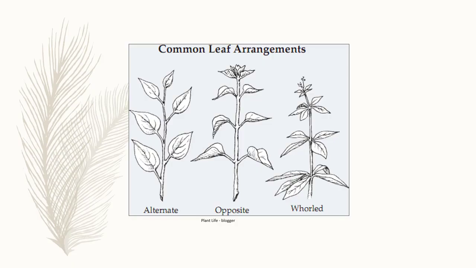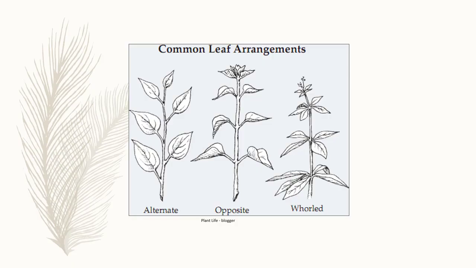Common leaf arrangements are alternate, which means the leaves come out of different places on the stem. Then we've got opposite, where they're at the same point coming out on opposite sides of the stem. Sometimes it's called paired and opposite. And then they're whorled, and there's some plants where all the leaves come out from the same point.